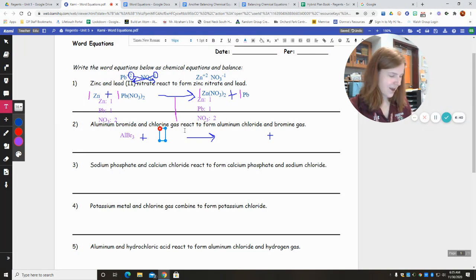Chlorine gas. Now, chlorine is Cl. But chlorine is one of our 7 diatomic elements. So it's never just going to be Cl by itself. It has to be Cl2, okay?